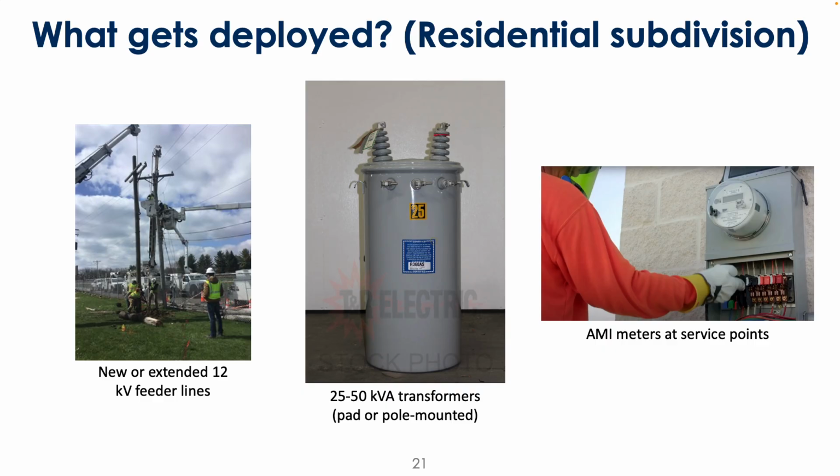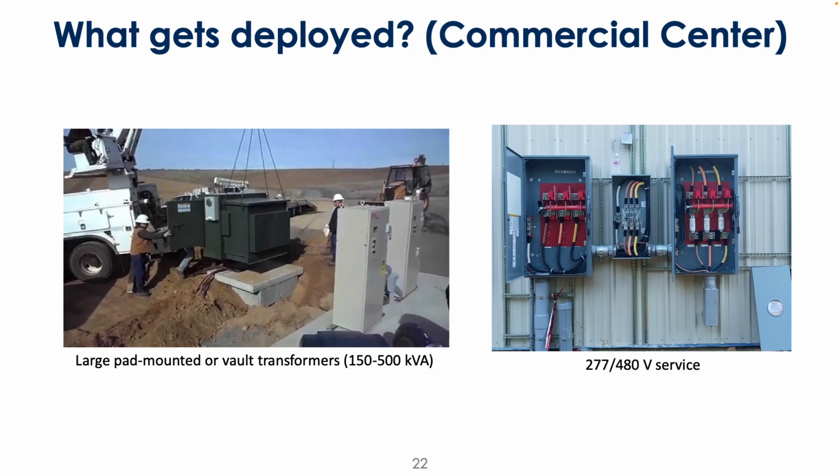Yeah, so when you do a new connection, what ends up getting deployed, right? You might have some feeder lines, some transformers, meters at your service points. And that doesn't look too different, even for larger class customers. You might have larger transformers, and the service end is going to be a little bit bigger, but.